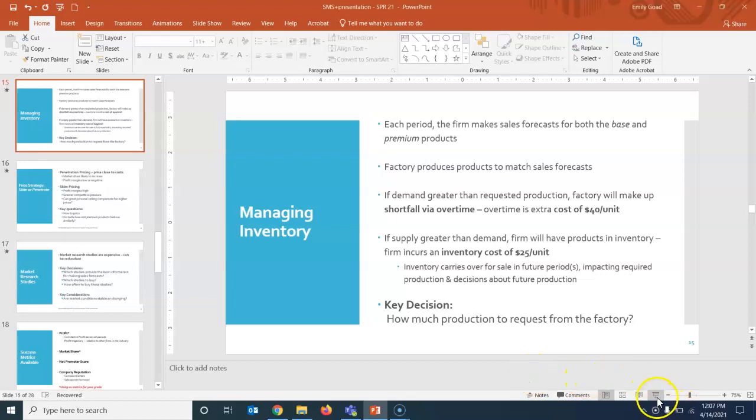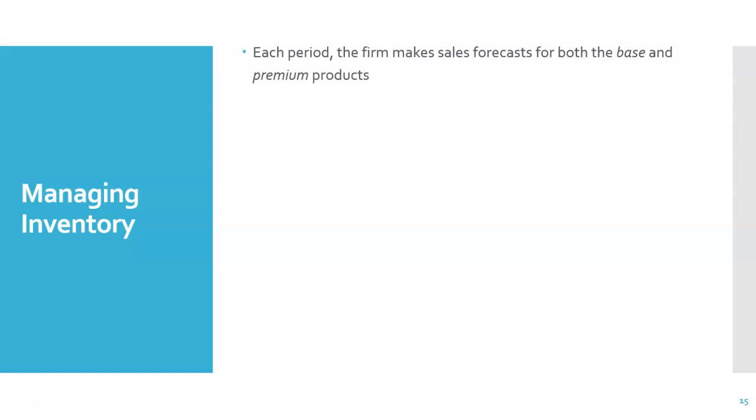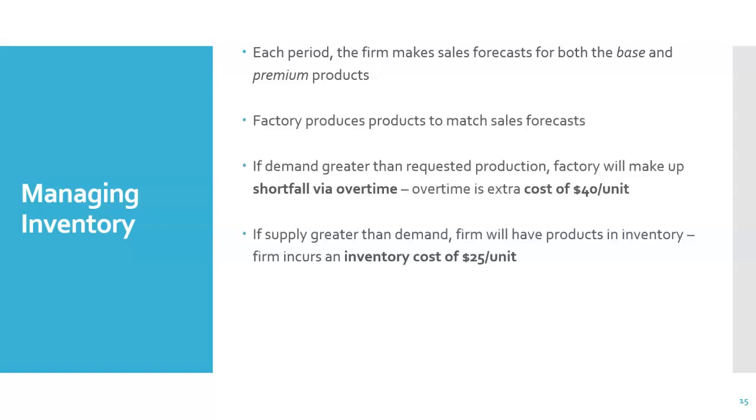All right, so picking back up with managing inventory, one thing that you have to think about is how much should you produce of each product. So one thing that you need to think about is the sales forecast. And how are you going to know what the sales forecast is? Well, the only way to know what the sales forecast is, is to purchase the market research. And we'll talk more about that in a minute.